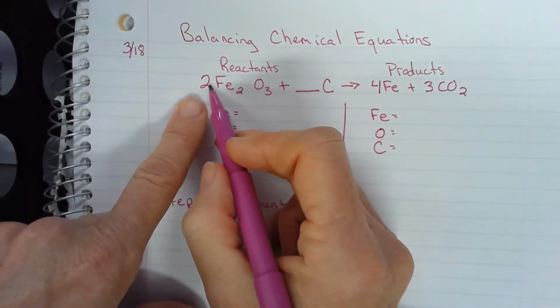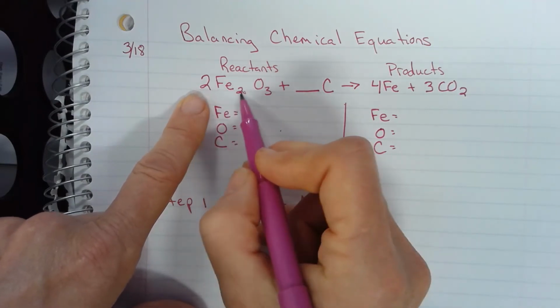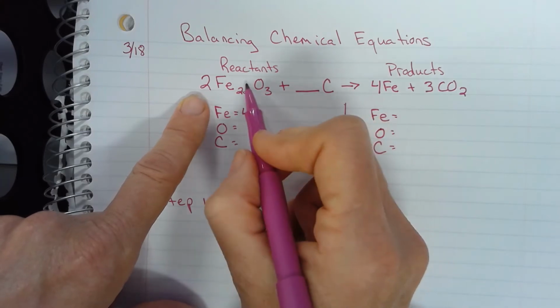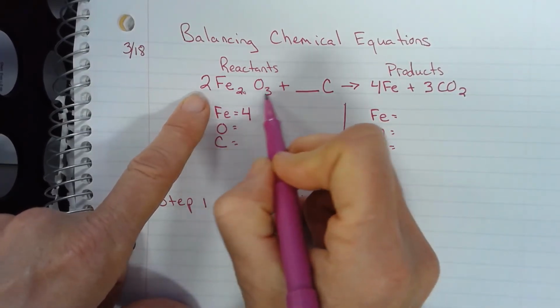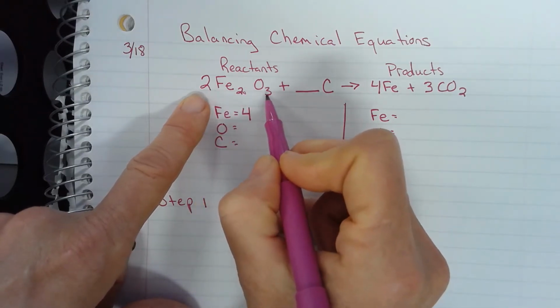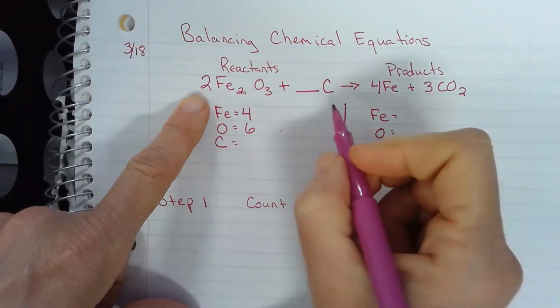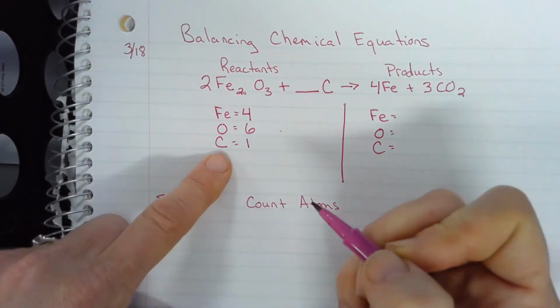So I have this coefficient here and my subscript here. So this I distribute. So 2 times 2, I have 4 irons. Now there's no plus sign. I know I wrote this a little bit spaced, but this is all one molecule because there's no plus sign. So this 2 is also going to distribute to this oxygen here. So 2 times 3, I have 6 oxygens. There's no coefficient, no subscript. Right now I've got 1 carbon.